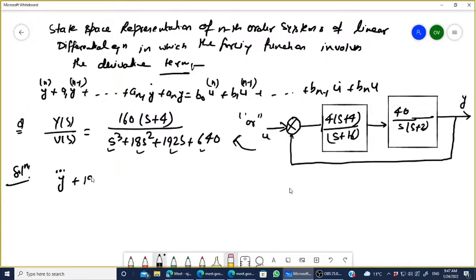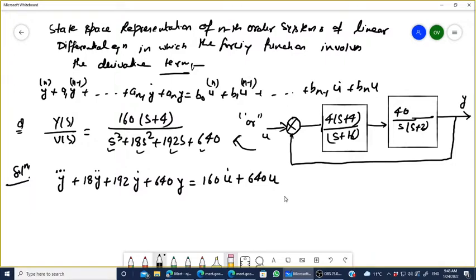Yes, 18 y double dot plus 192 y dot plus 640 y equal to 160 u dot plus 4 u, 640 u. Yes, very good. So this is the differential equation for the system, whatever is given in the system.